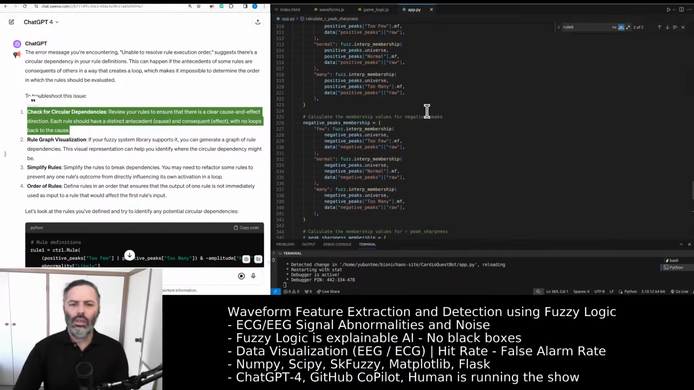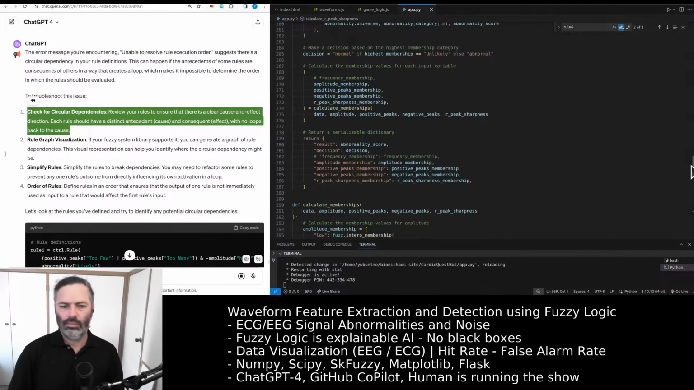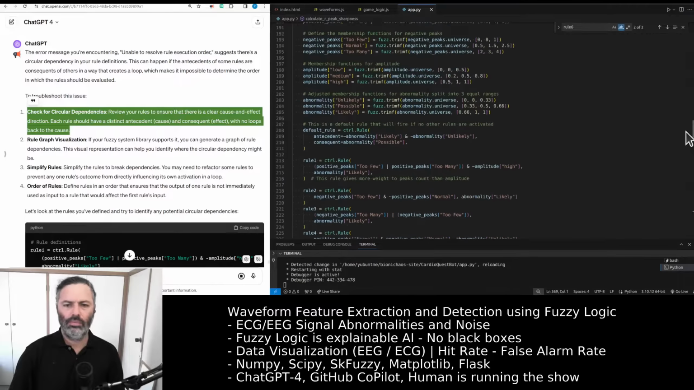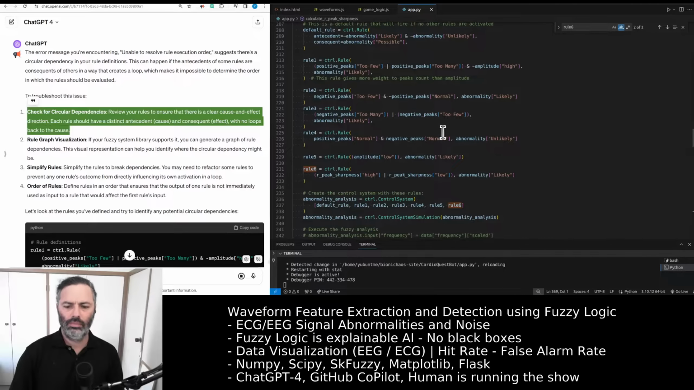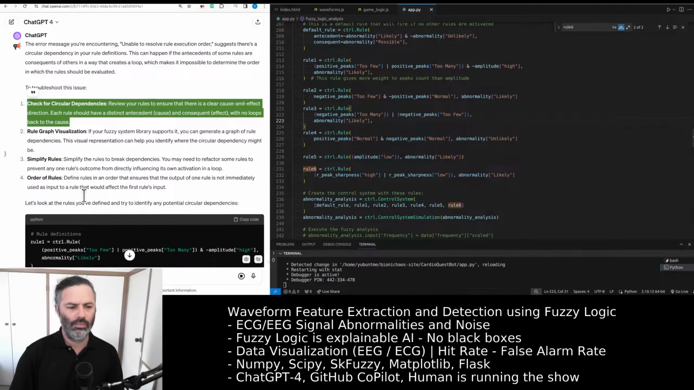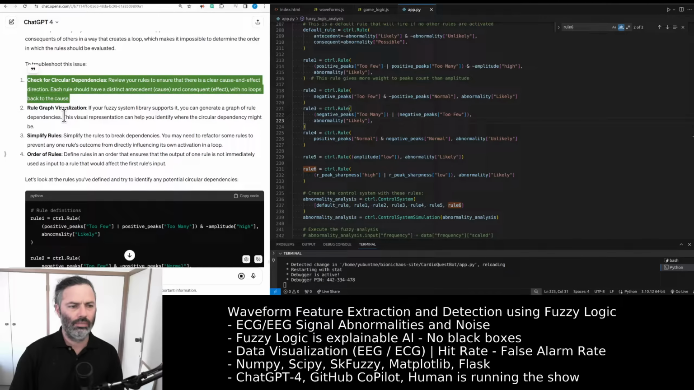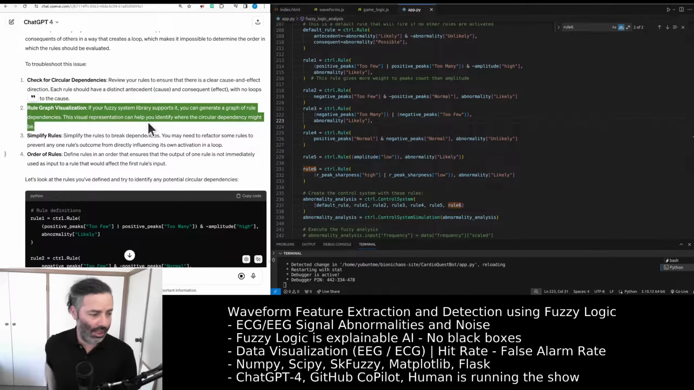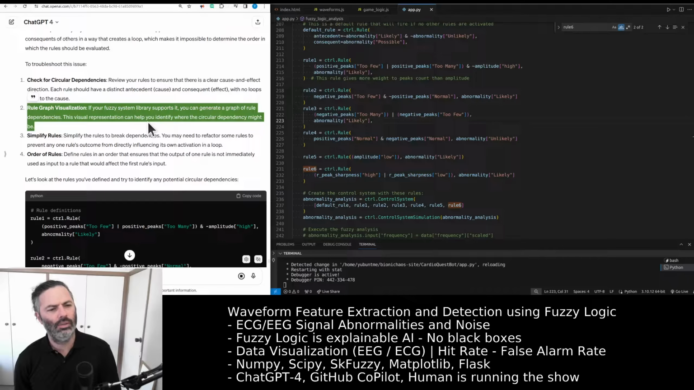Check for circular dependencies. Review your rules to ensure that there is a clear cause and effect direction. Each rule should have a distinct antecedent, cause, and consequent, effect, with no loops back to cause. Yeah, okay, I can check. Rule graph for visualization. If your fuzzy system library supports it, you can generate a graph of rule dependencies. This visual representation can help you identify where the circular dependency might be.